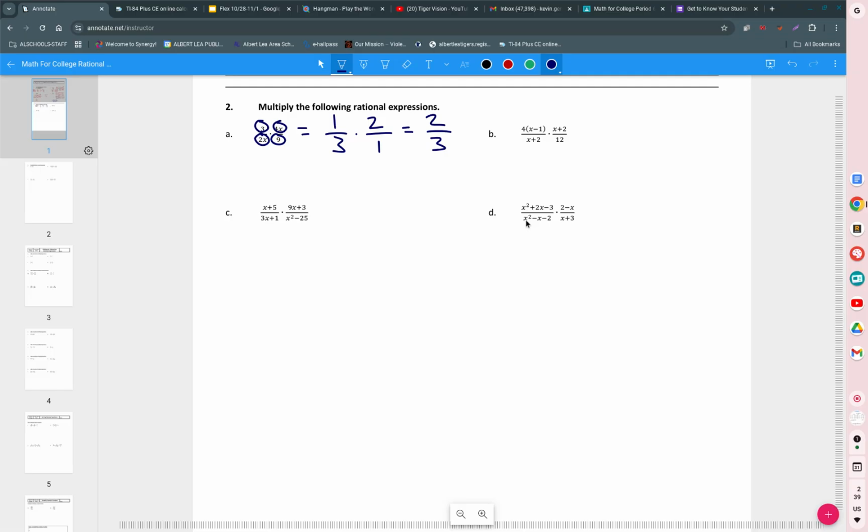If you look at letter B, you can see ahead of time that the x plus 2's are going to reduce to 1. What else will reduce? 4 over 12 makes 1 over 3, so I have x minus 1 all over 3.